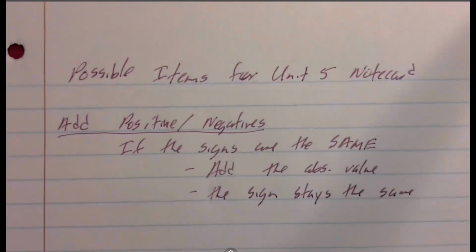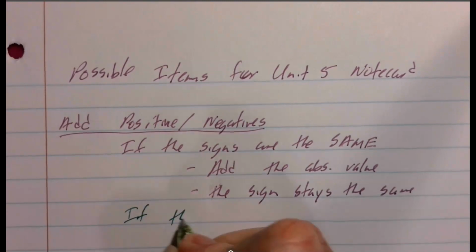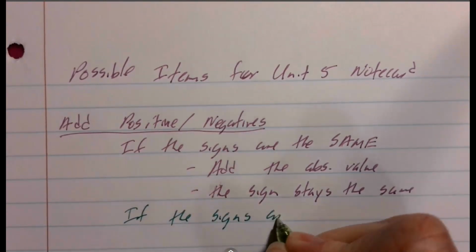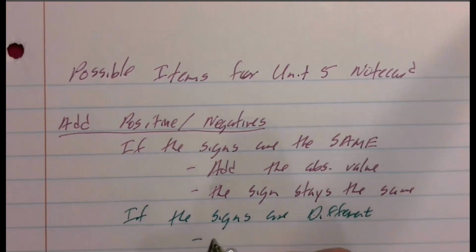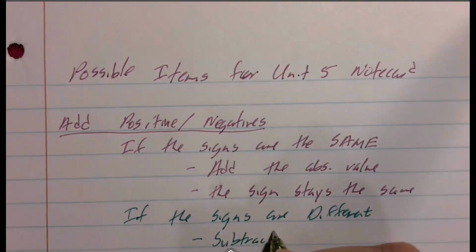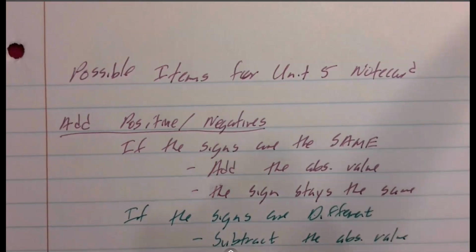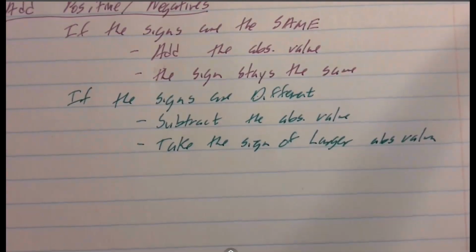If the signs are different, then what do we do? We subtract the absolute values. And we take the sign of the larger absolute value. So subtract, take the sign of the larger. Okay, that's adding positive and negative numbers.